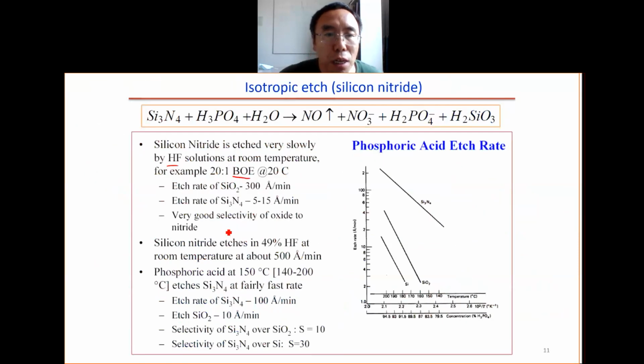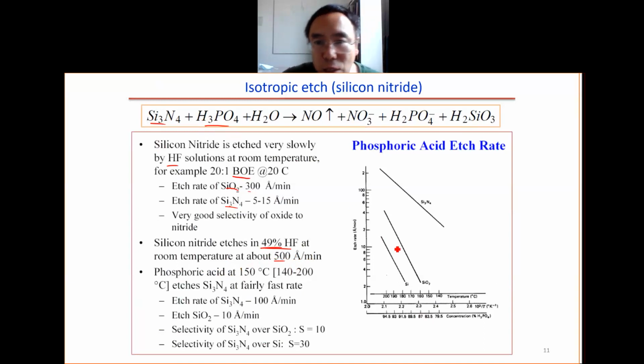So this is BOE. For example, the etching rate is 30 nanometer per minute of oxide, and the silicon nitride is 5 to 15 angstrom per minute. The etching rate is slow, but it etches. For the undiluted HF, it is about 50 nanometer per minute. This is okay. More popularly, silicon nitride is etched by phosphoric acid.